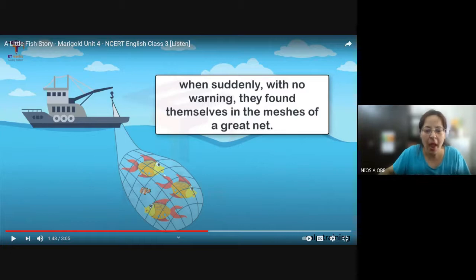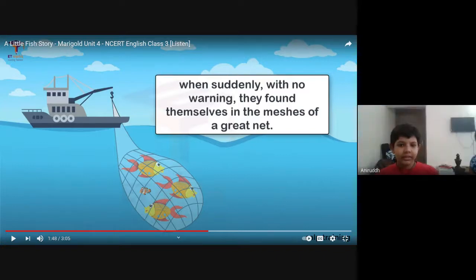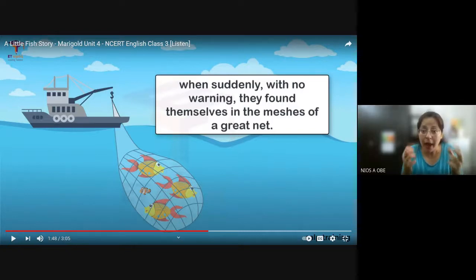Wow. And how are the fish feeling? The fish are caught inside a net. Suddenly, how are they feeling? We don't know what is going to happen. We are caught in the net. How are they feeling? Bolo. Sad. Sad and scared. They are scared. When somebody catches fish or any animal without them knowing and they don't know what is happening to them, they get scared. This feeling is called fear. It is fear.